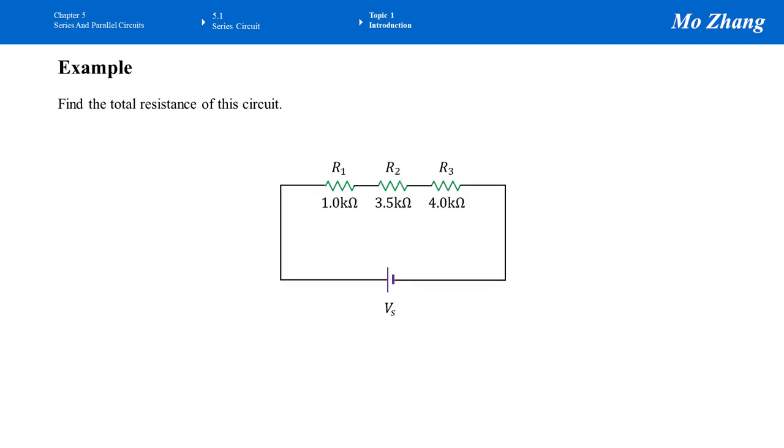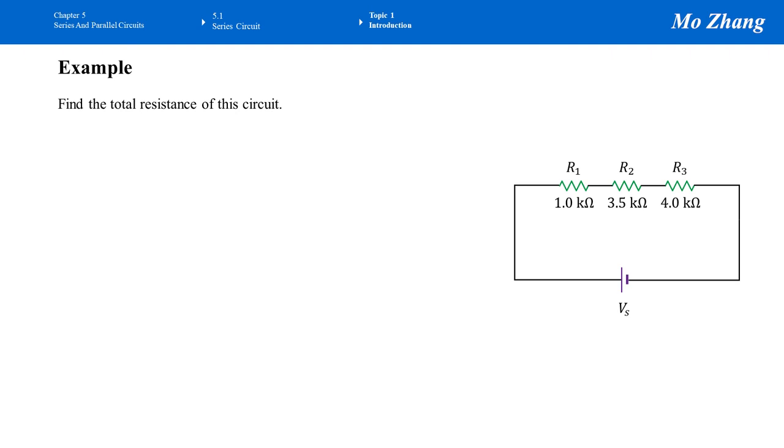Let's work on one example here. This circuit has three resistors connecting in series. They are R1, R2, and R3. R1 is 1 kilo ohm, R2 is 3.5 k ohm, and R3 is 4.0 k ohm. We want to know what's the total resistance of the entire circuit, the whole system. In other words, if we replace these three resistors by only one resistor, what's the value of that one resistor? So let's put the circuit on the side, and then we're gonna find the total resistance.